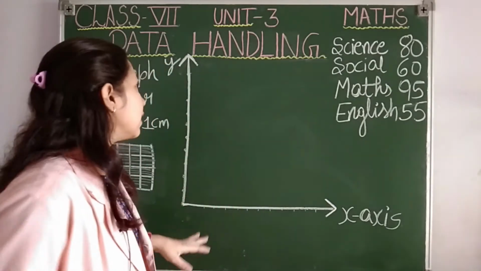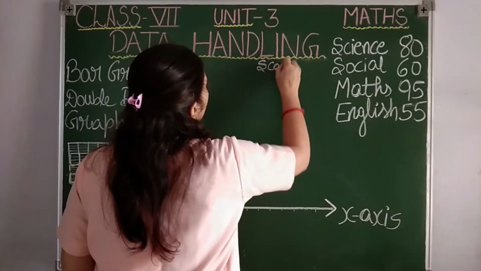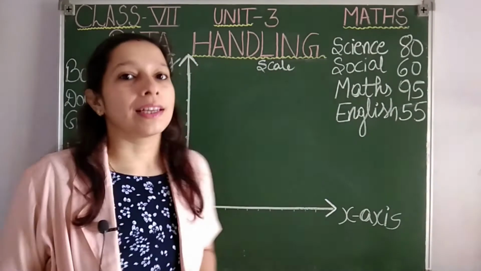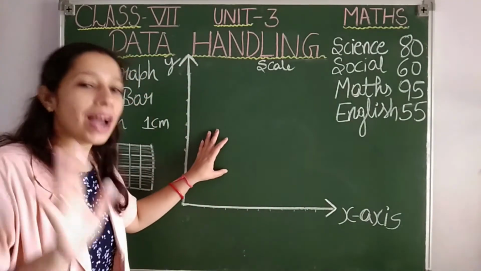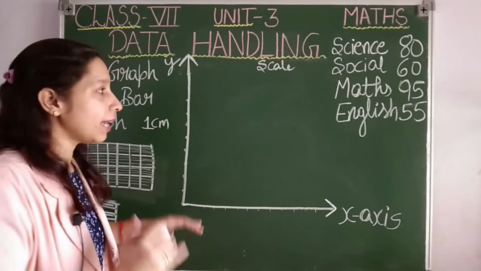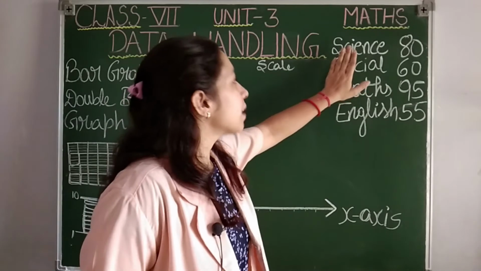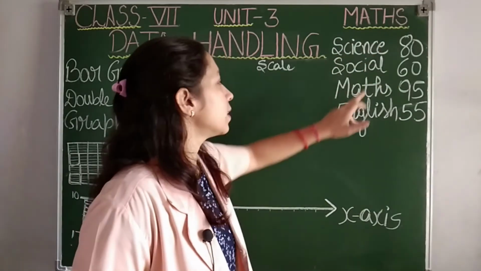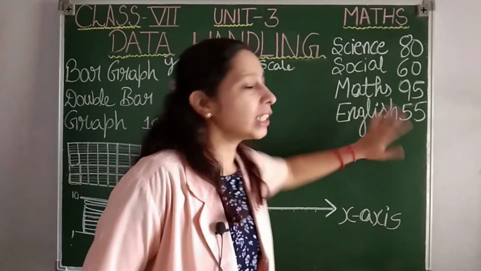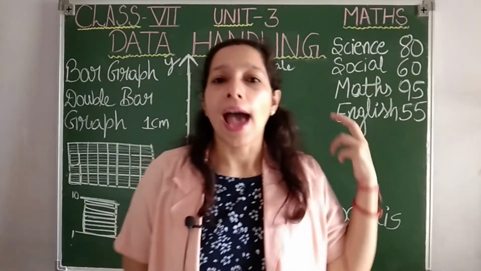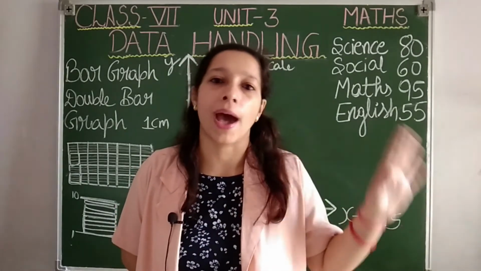Then the next important thing for a graph is scale. You have to use a scale. Scale means not the glass scale, here we are talking about the scale of a graph. I'll explain this, but before that, see one example. Here I have taken one example, students. You can see subjects are written and the marks scored by students are written. Science 80 marks, social 60 marks, maths 95, English 55. With the help of this data I am going to explain bar graphs. We will be drawing the bar graph for this.